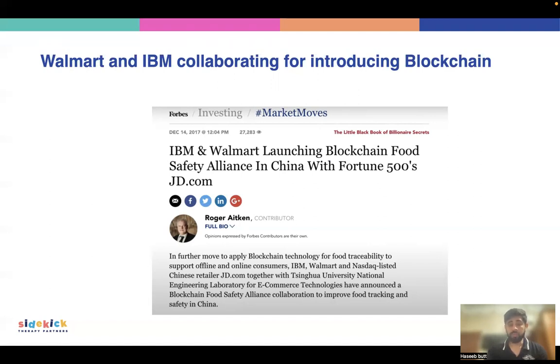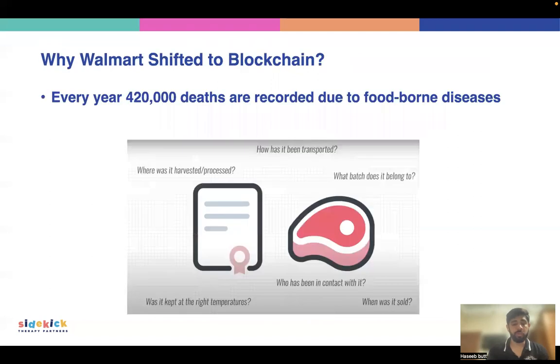So what they're actually doing, IBM has actually launched the blockchain that they are using. So let me just explain why Walmart shifted to blockchain. Every year, 420,000 deaths are recorded due to blood-borne diseases. So why is it so?